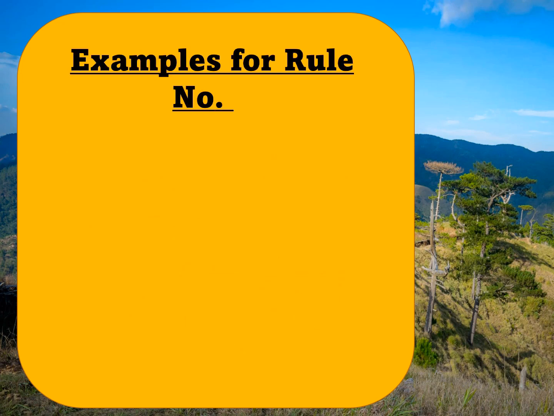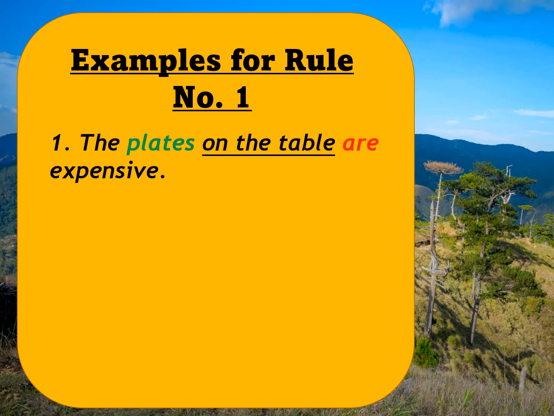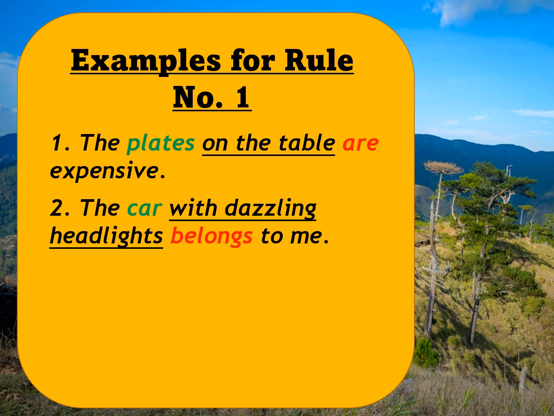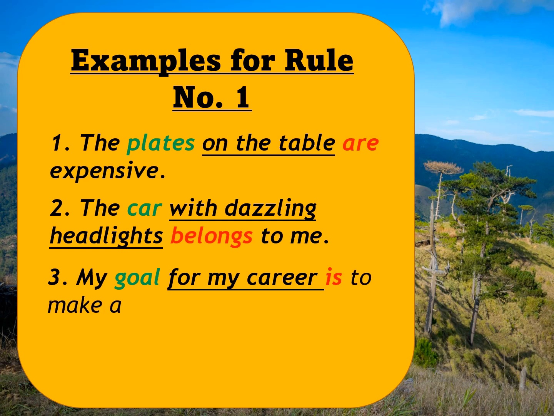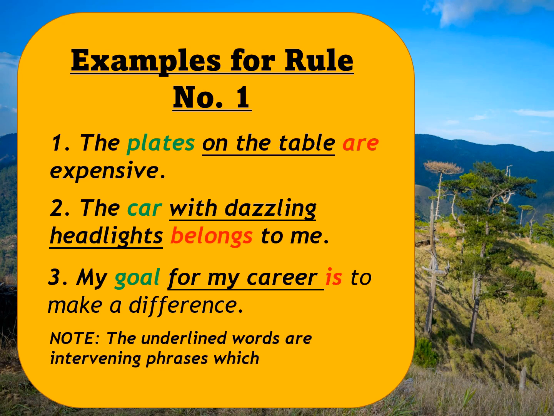Examples for rule number one. Number one, the plates on the table are expensive. Number two, the car with dazzling headlights belongs to me. Number three, my goal for my career is to make a difference. Note that the underlined words are intervening phrases which start with a preposition.